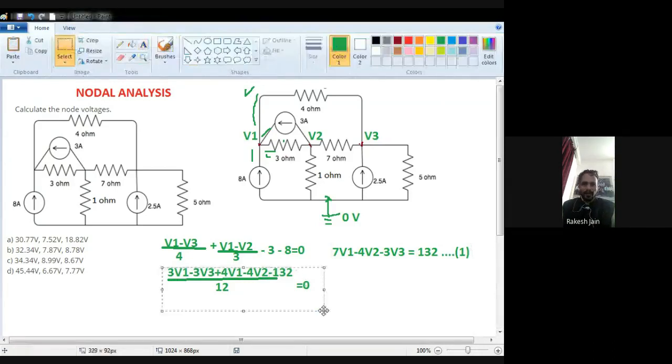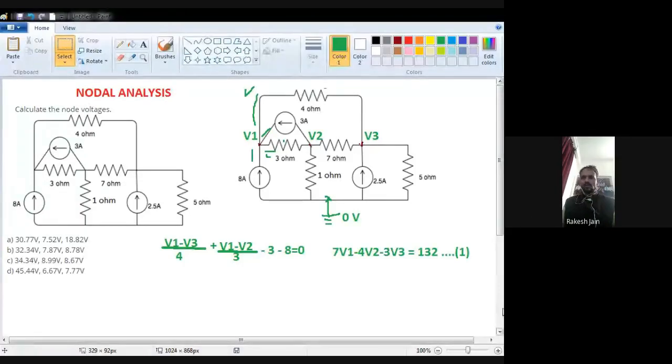Okay, I again repeat the equation. Taking the LCM 12: 3 V1 minus 3 V2 plus 4 V1 minus 4 V3. So 3 plus 4, that is 7 V1, minus 3 V2, minus 4 V3, equal to 132, because 12 multiplied by 11 will be there. Okay, so this is my equation number 1.